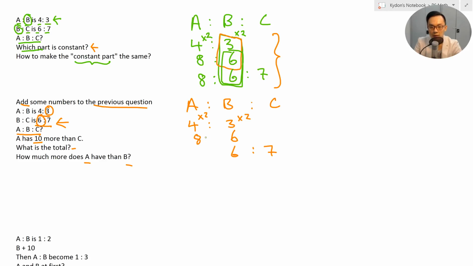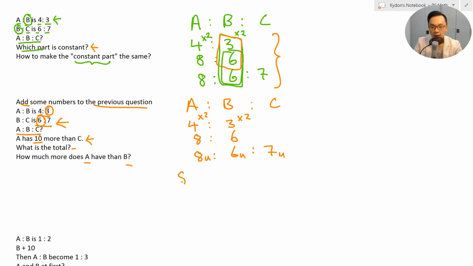So it's 8 is to 6. And therefore, my final ratio is 8 is to 6 is to 7. So the next question is, A has 10 more than C. How do we do that? So A has 8 units. B has 6 units. C has 7 units.